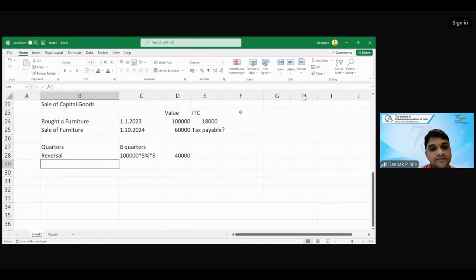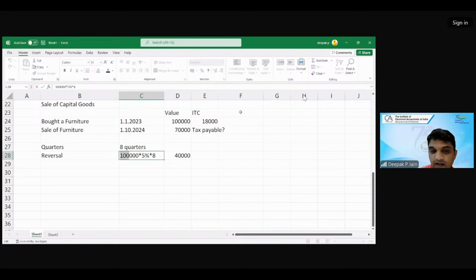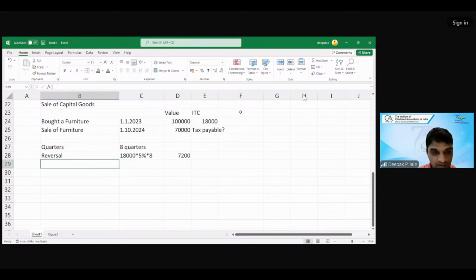Okay. So this is falling coincidentally under the same value, so we will not get the differentiation. Let's make it 70,000. Then it will be clear. So you are 40,000 and ITC, we have to take ITC value. That will be better. We'll take 18,000 into 5% into 8 because we have to reverse the tax, not the value. So we will reverse 7,200 from 18,000.